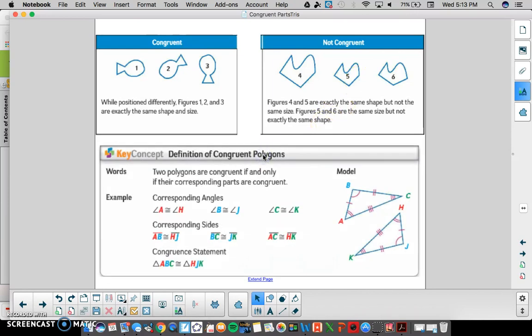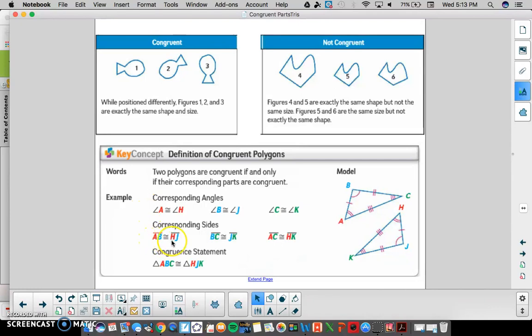So we have this definition of congruent polygons. Two polygons are congruent if and only if their corresponding parts are congruent. Notice that if and only if part. That means if we have polygons congruent, all of their parts that match up will be congruent. So if angle A is congruent to angle H, that's one part. B is congruent to J, that's two parts, two angles. Angle C would be congruent to angle K. So we have all three sets of angles that are congruent.